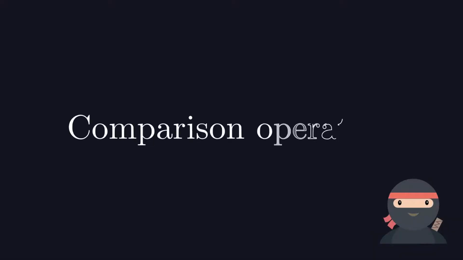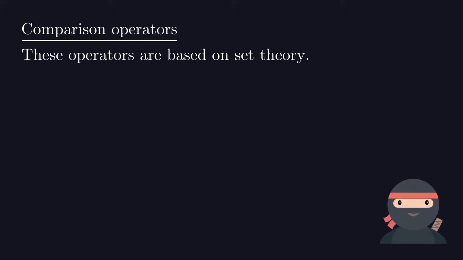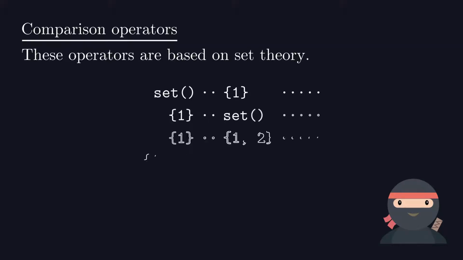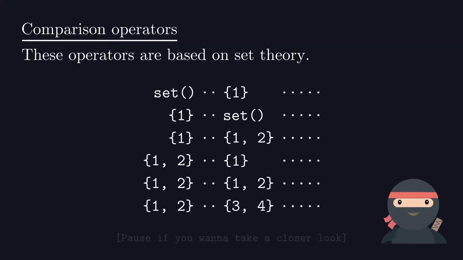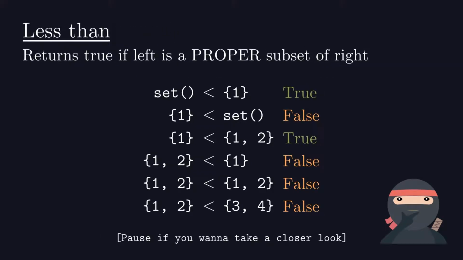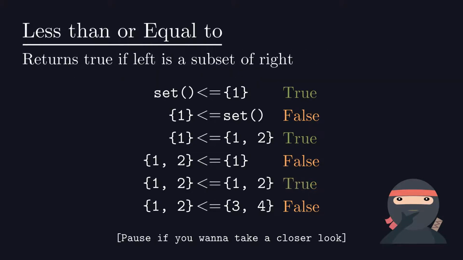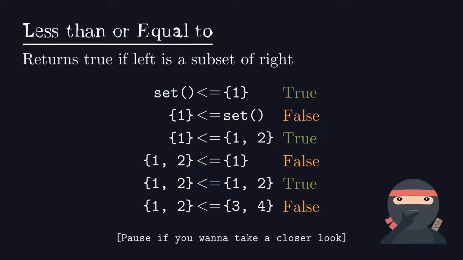Let's talk about comparison operators. They work based on set theory instead of value comparisons. Less than operator returns true if the left side is a proper subset of the right side. Less than or equal to operator returns true if the left side is a subset of the right side.